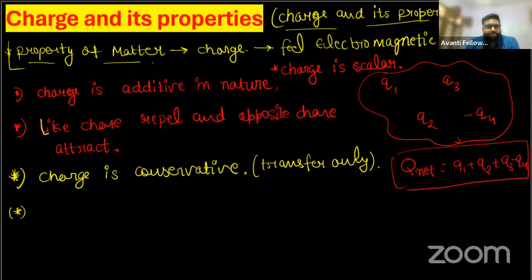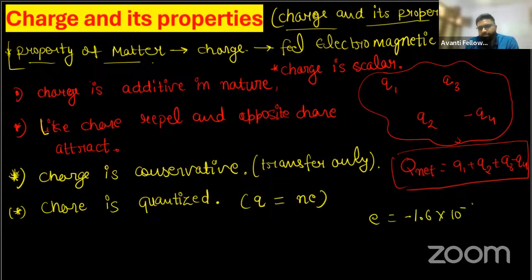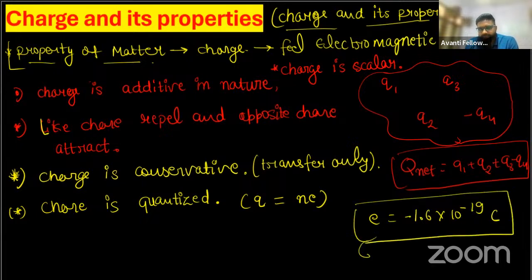And the most important, the charge is quantized. Quantized means we only have the charge in fixed numbers, which is given by Q is equal to N into E, where E is 1.6 into 10 raised to the power minus 19 Coulomb. This is the smallest charge possible. This is also termed as unit charge.